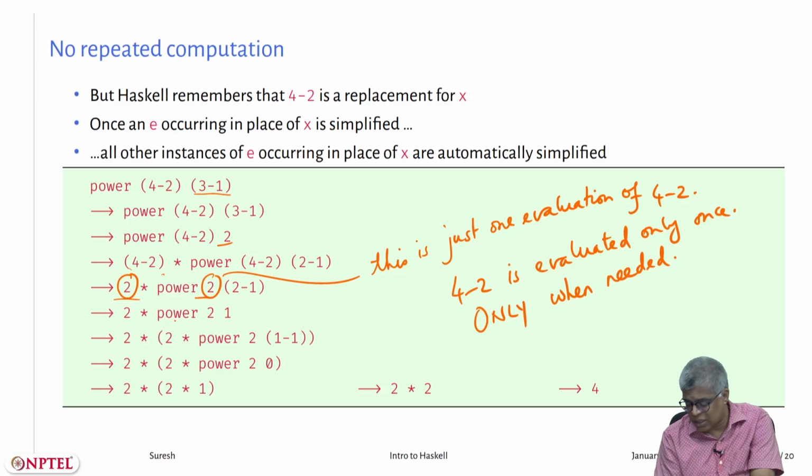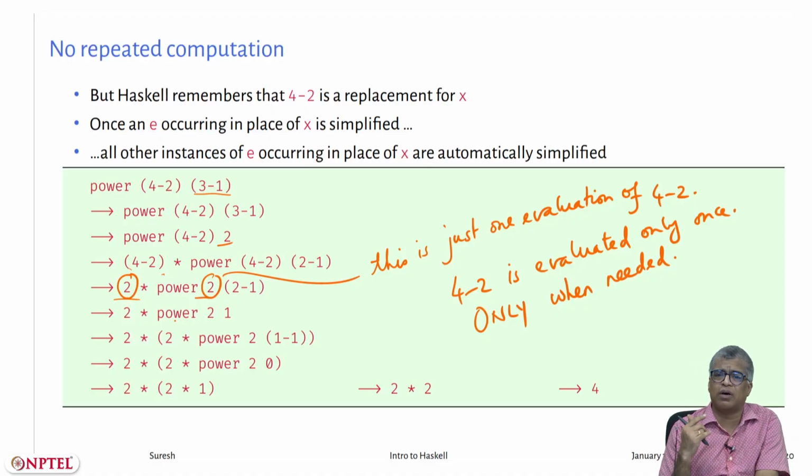So this is what Haskell does. It doesn't matter how Haskell does it, but Haskell does it, and this is one extra bit of simplification that it does. Otherwise, it follows the rule of I will simplify something only when required to do it, and as far as possible I will evaluate everything only once.